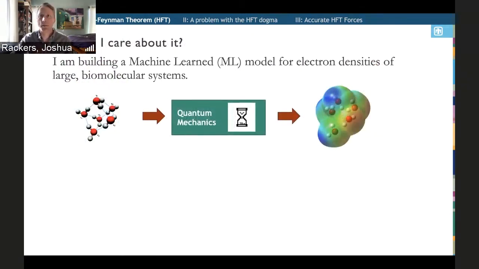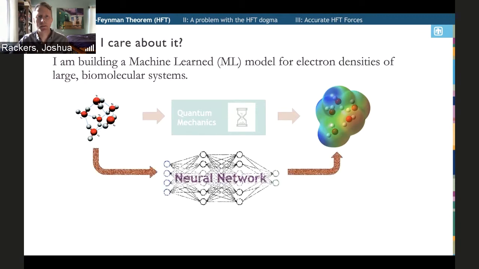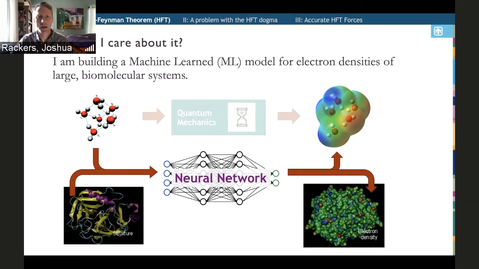Okay, so why do I care about the Hellmann-Feynman theorem? What's the motivation? So like many of you here, I want to build machine learning models. And in particular, I want to build a machine learning model for electron densities. So I want to replace time-consuming quantum mechanics calculation with a neural network. And crucially, what I'd like to do is do this not for small clusters of atoms, but for very big things the size of a protein.